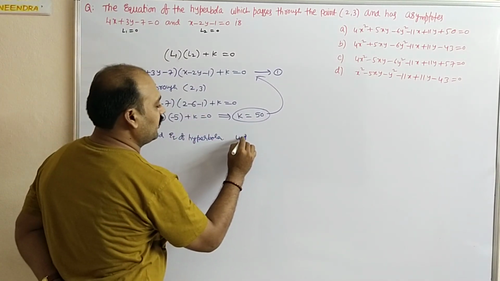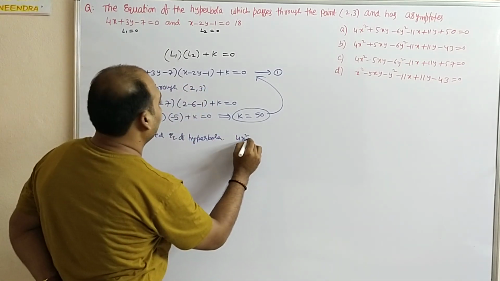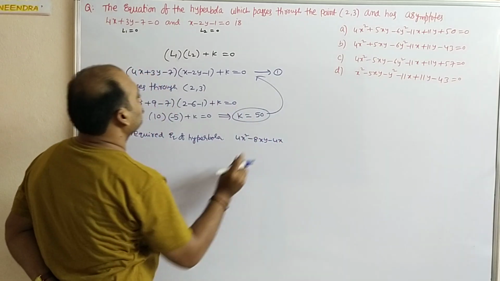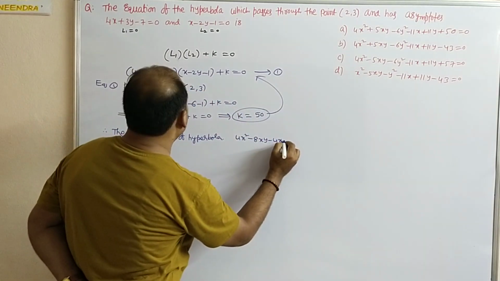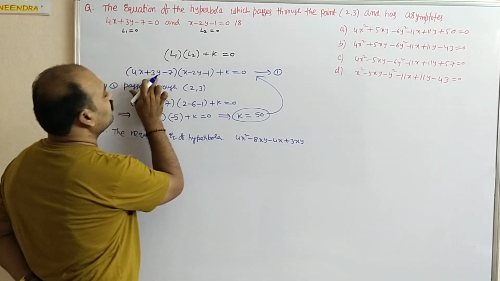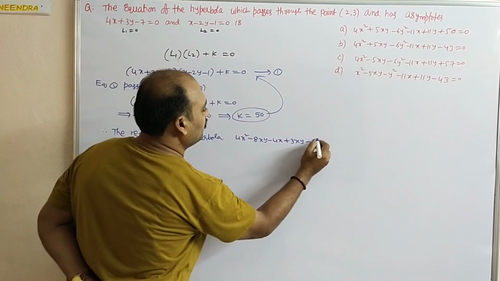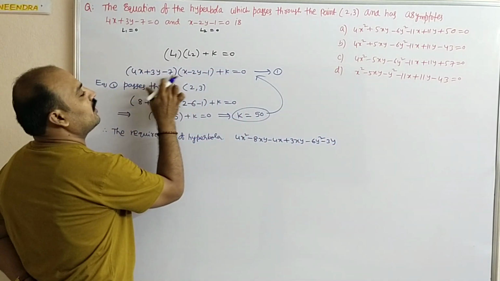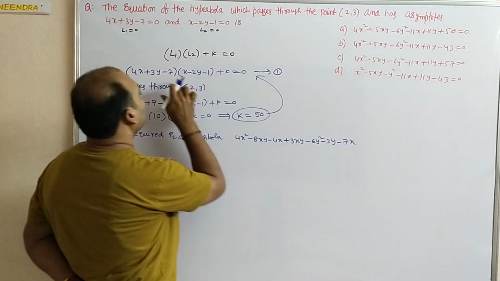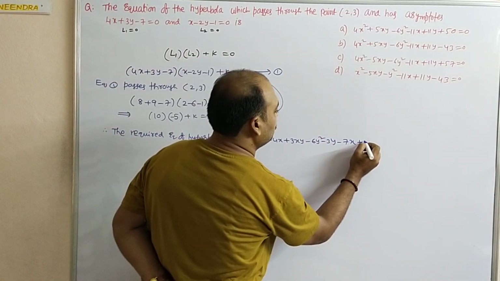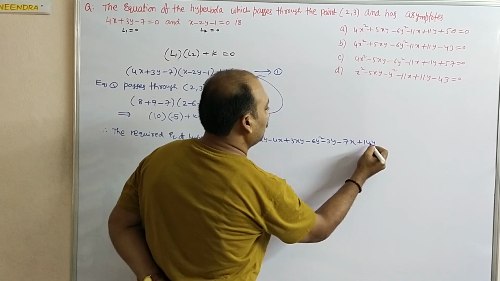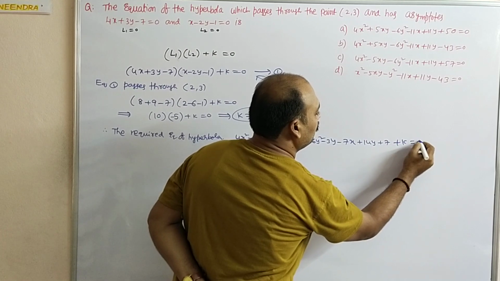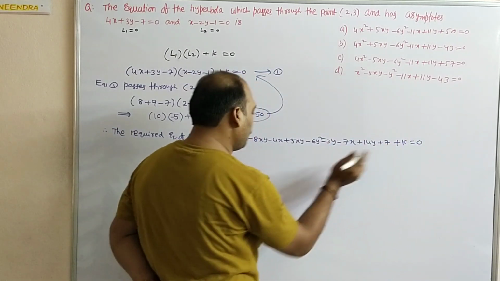4x into x, 4x square; actual multiplication; 4x into minus 2y, minus 8xy; 4x into minus 1, minus 4x; 3y into x, plus 3xy; 3y into minus 2y, minus 6y square; 3y into minus 1, minus 3y. Next, minus 7x; minus 7 into minus 2y, plus 14y; minus 7 into minus 1, plus 7, plus k equal to 0. So k value we got 50, substitute there.